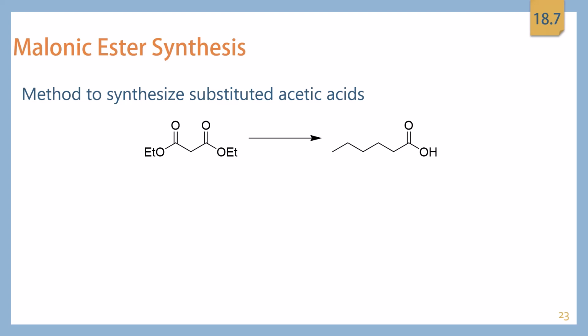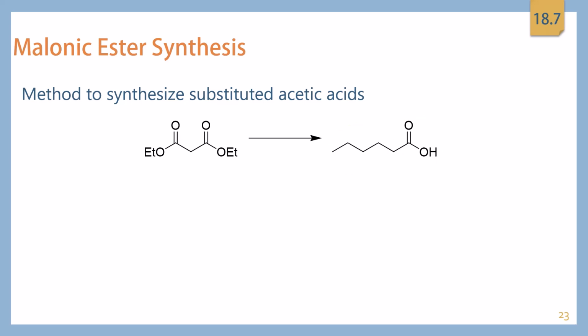This one is considered making substituted acetic acids because you're going to keep 2 carbons from the malonate structure, and your alpha carbon is going to be the alpha carbon here as well. So here's acetic acid, and here is your substitution. And of course, that substitution will vary depending on what you use your enolate to attack.